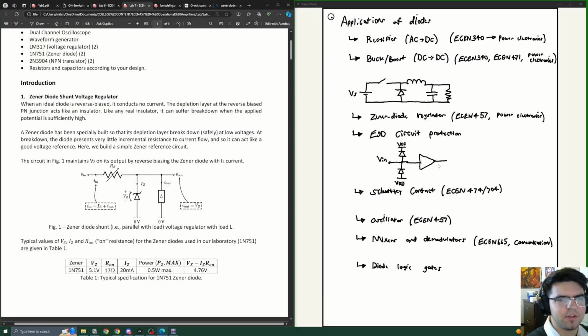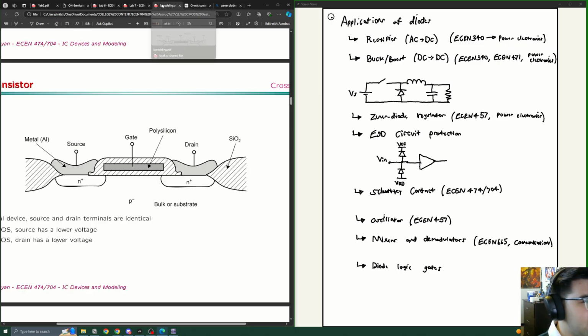Additionally, we also have something in IC design called Schottky contact, right? We talked about those Schottky diodes. The idea with that is that we have a piece of metal, and then we have the two lightly doped N and P junctions, right? And what ends up happening is that this depiction is actually what a MOSFET transistor looks like in cross section. This is something that will be discussed later in this course.